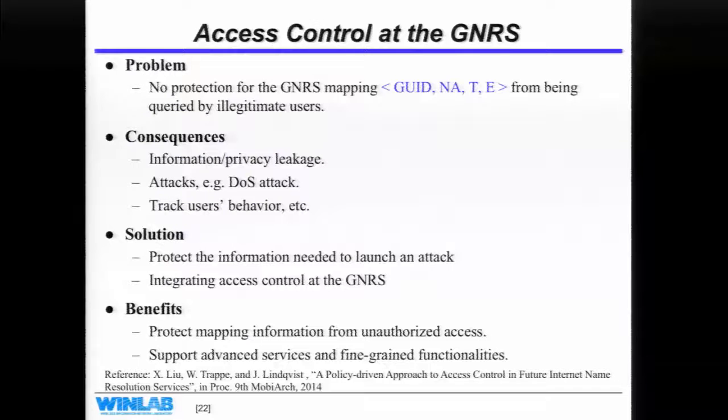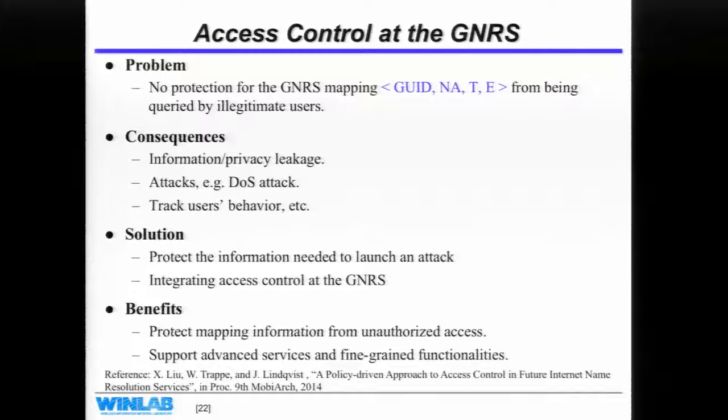Now we have addressed the security issues in the GNRS. Then the next question is, can we use the secured GNRS to extend security protection to the rest of the network? To answer that question, we look into putting access control on the GNRS. The result of that is the GNRS can serve both security functions as well as some privacy functions.